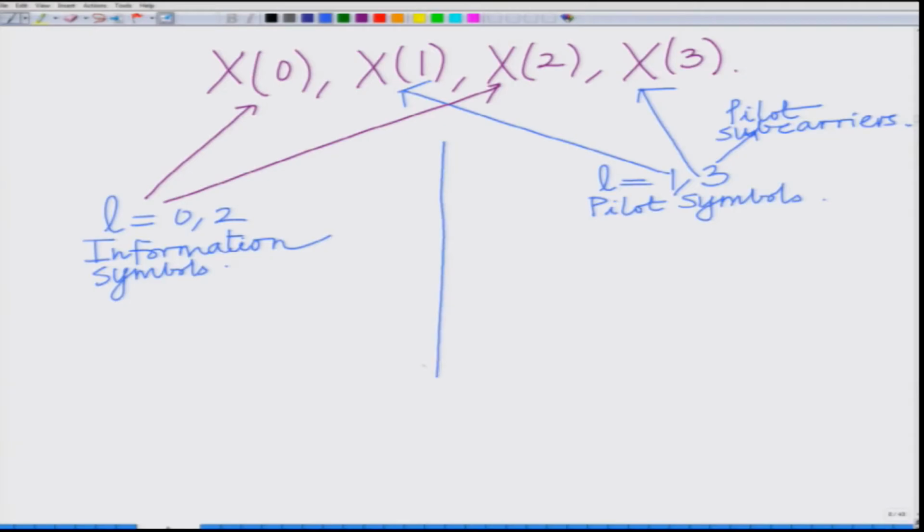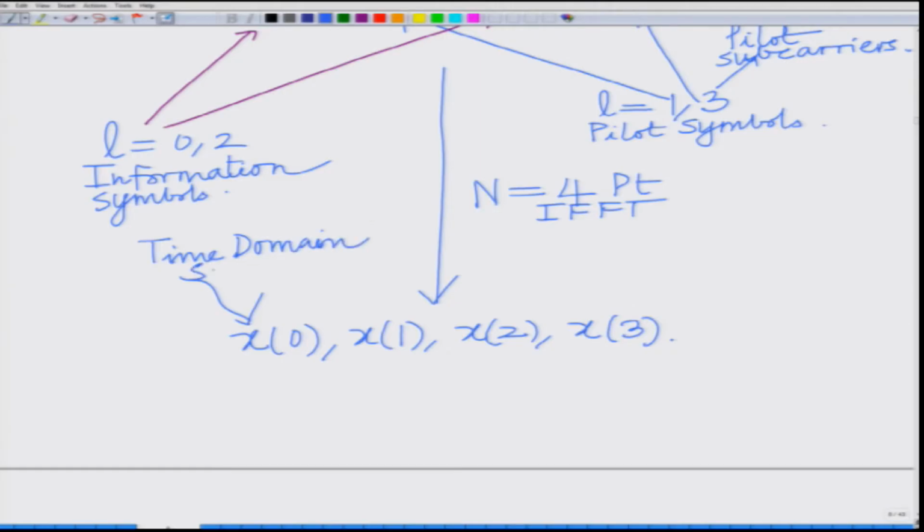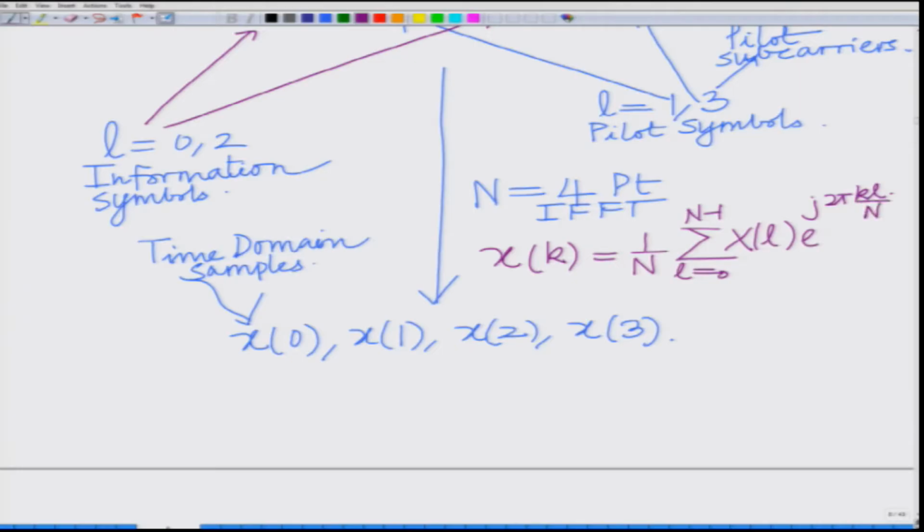So, now what we do is we do your N equal to 4 point IFFT to generate the samples. These are your x0, x1, x2, x3, okay, which are the time domain samples. These are the time domain samples, and in fact, the kth sample xk equals 1 over N summation l equal to 0 to N minus 1 capital Xl e power j 2 pi kl divided by N.